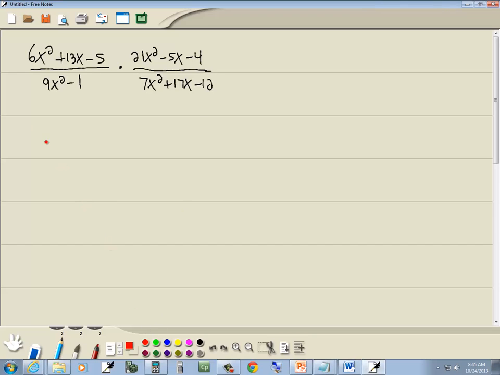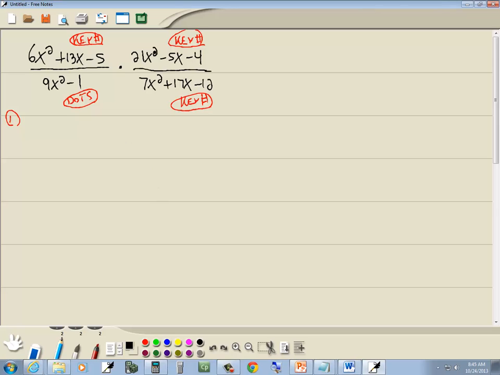Well, step one was we want to factor everything. This is a key number problem because we have an x squared term with a number in front of our x squared. This is a difference of two squares. We've got two terms with a minus between them. This one is key number. We've got a number in front of our x squared. And this one is key number, with a number in front of our x squared.